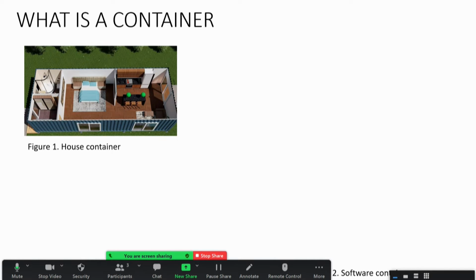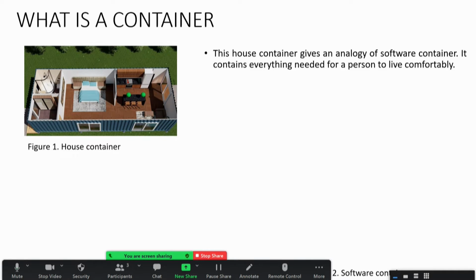The specific things we can notice about this is that it's a box. It's an isolated space, and it's built to house someone. Everything you need to live a normal life is in it. It's confined, it's isolated. So we can use that as an analogy in software containers, but I will get to that.